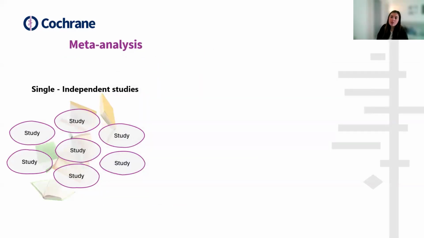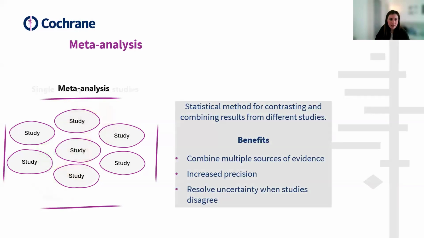The solution to such situations comes through meta-analysis. So meta-analysis offers the statistical framework to contrast and combine results from different studies. All these studies, however, should address the same research question. So what we gain is that we combine multiple sources of evidence, and therefore we have increased precision, and we can resolve uncertainty when studies have contradictory results, as we discussed earlier.